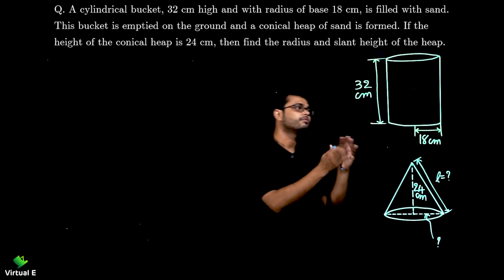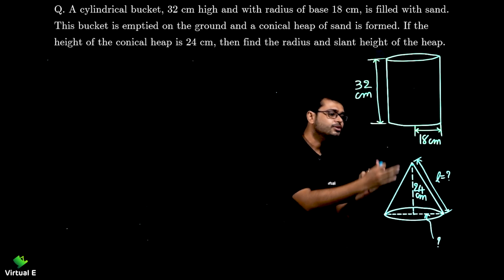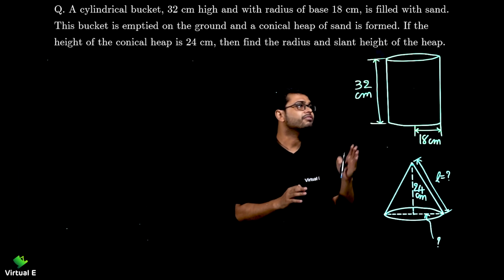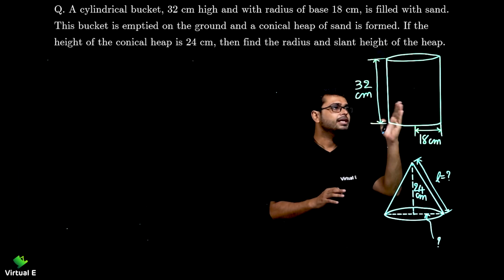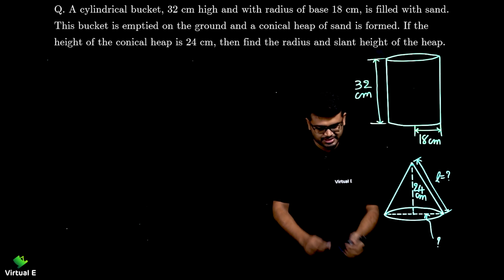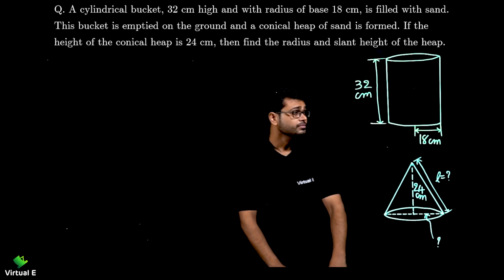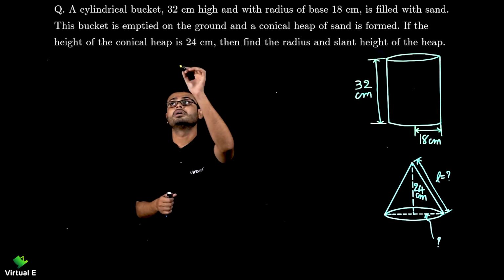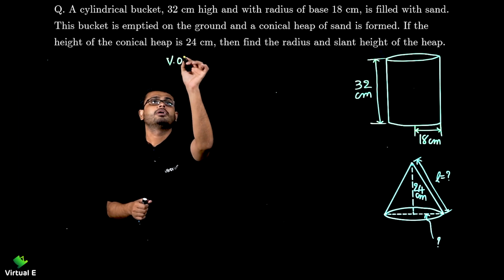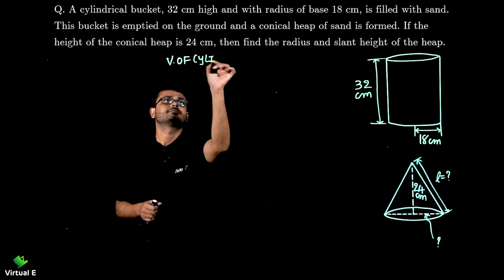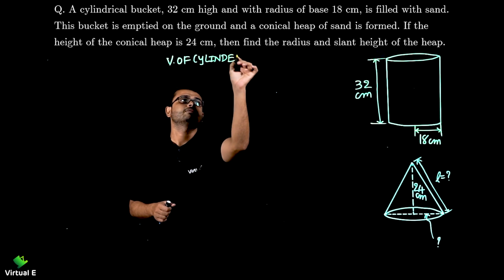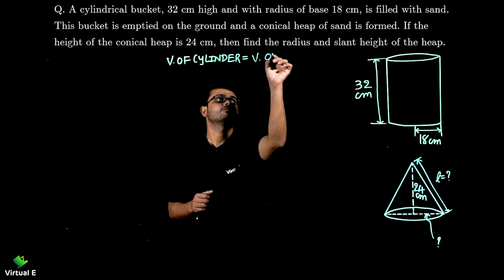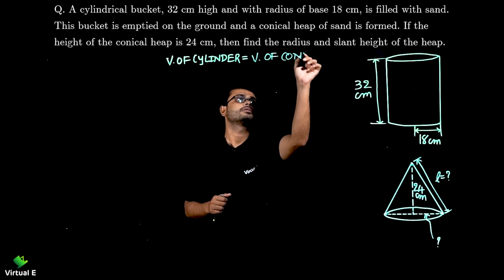Simple. We are going to convert this cylinder into the shape of a cone, and we are going to use the formula: volume of cylinder is equal to volume of cone. So let's start with that step. First let's start with the cylinder. Volume of cylinder is equal to, what will I write? Volume of cone.